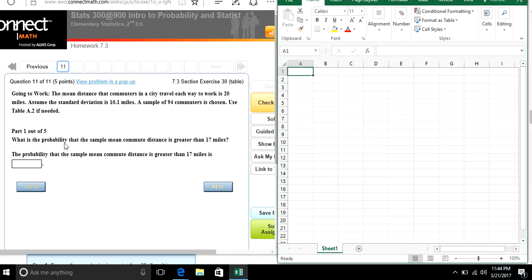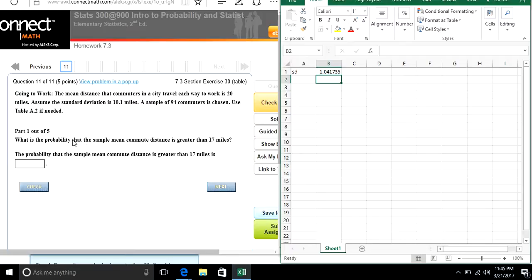Alright, so it says, what is the probability that the sample mean commute distance is greater than 17 miles? Before we do anything, let's find the standard deviation. The standard deviation of the population is 10.1 divided by the square root of the sample size, which is 94. All right, so that's our standard deviation, 1.041.